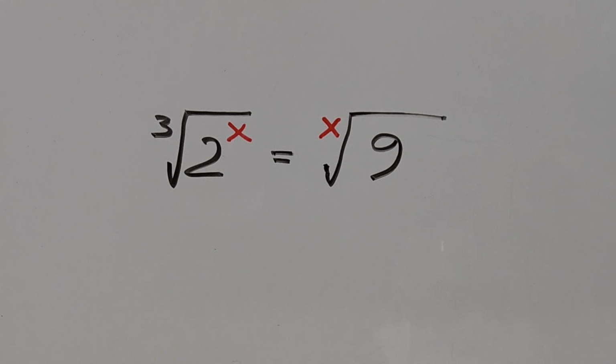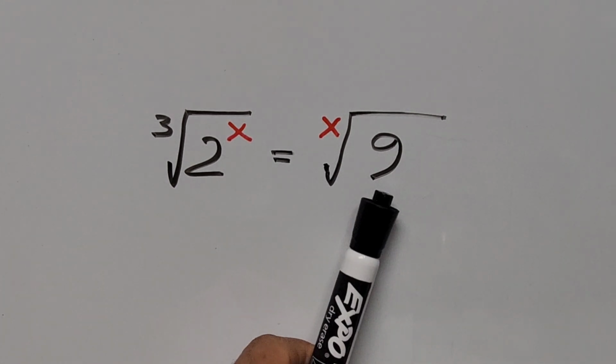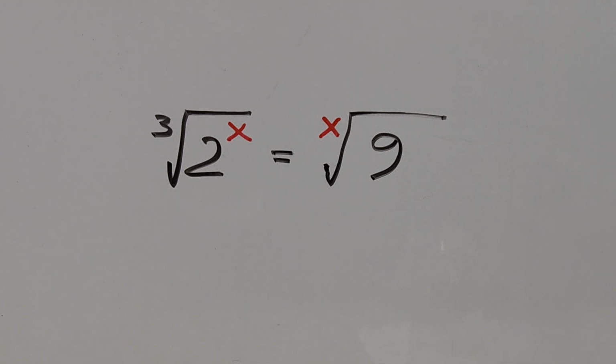Do we see a common base for both sides of the equation? This is base 2 and the other one is base 9. That's on the right hand side. So we're using the laws of logarithm to find the values of x, since we don't see a common base for both sides. Alright, so how do we apply the laws of logarithm on this equation then?